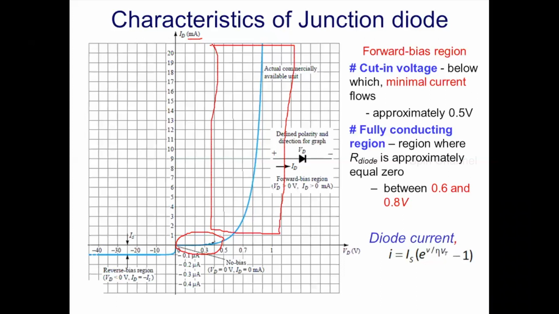In the fully conducting region, the voltage drop is approximately from 0.6 to around 0.8 or 0.9. So it is assumed that a conducting diode has approximately 0.7 volt drop across it. We have considered this drop across the diode as zero while considering an ideal diode. But for a practical diode in the conducting region, the drop across the diode is equal to 0.7 volt for a silicon diode in forward bias region.